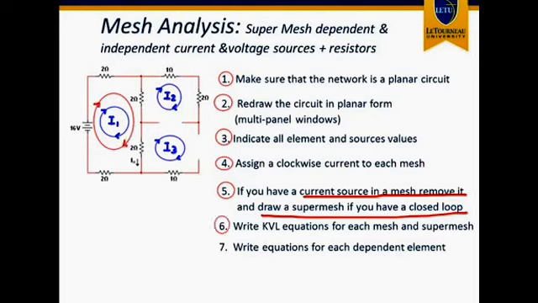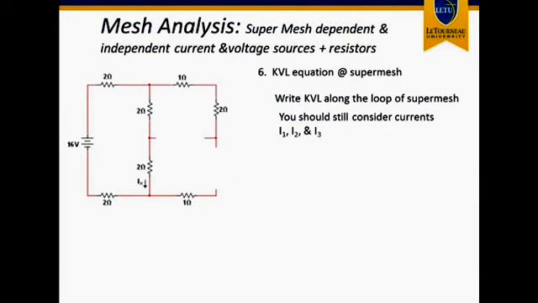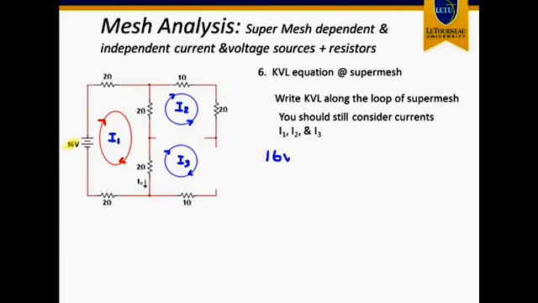And this will allow us to write Kirchhoff's voltage law equation, and then if we have dependent sources we will have to write equations for the dependent sources. Now we're going to write the Kirchhoff's voltage law equations around the loop, and if you remember we have only one loop, that's in mesh number 1, but we still need to use the currents I2 and I3 when we write the equation.